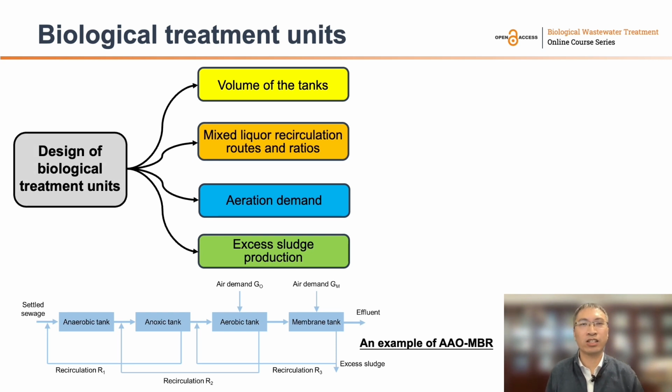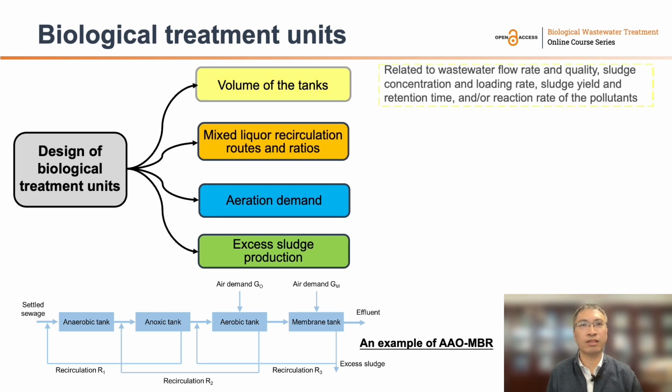The design of the biological treatment units of an MBR process mainly includes the volume of the tanks, mixed liquor recirculation routes and ratios, aeration demand, and excess sludge production. The volume of the tanks is critical to the biological treatment capacity. It is related to the wastewater flow rate and quality, sludge concentration and loading rate, sludge yield and retention time, and reaction rate of the pollutants. Therefore, the volume of the tanks can be calculated from these kinetic parameters.